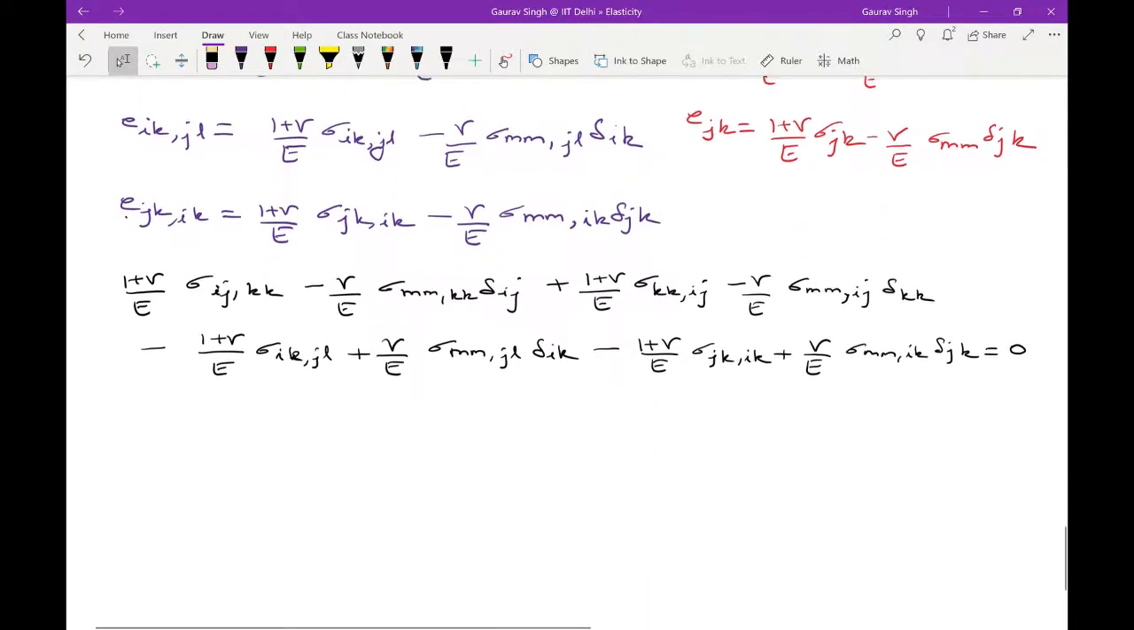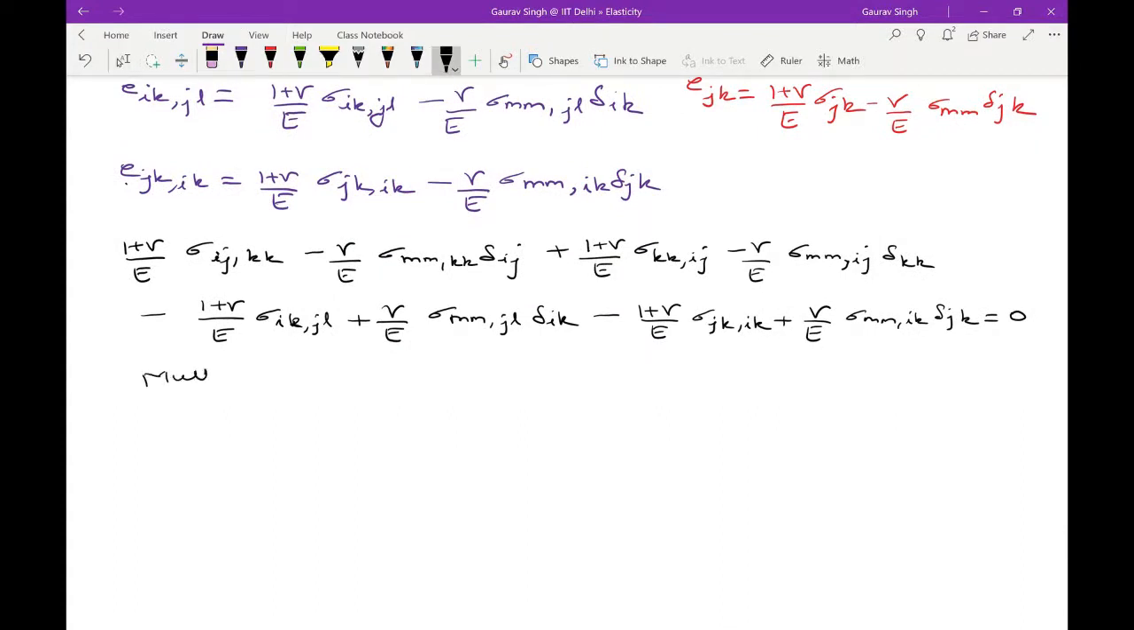One thing which we can do now is multiply both sides by E. This would imply that we have (1 plus nu) sigma ij,kk plus sigma kk,ij minus sigma ik,jk minus sigma ik,jl.